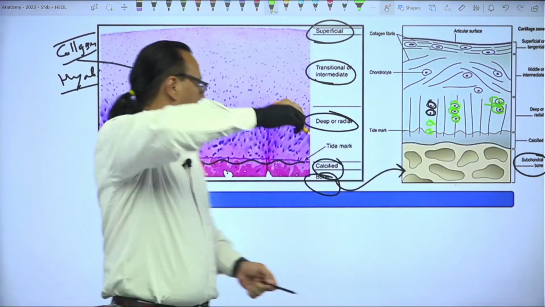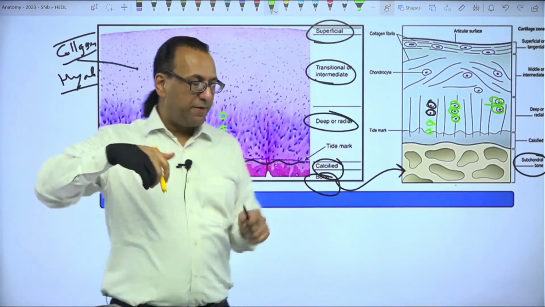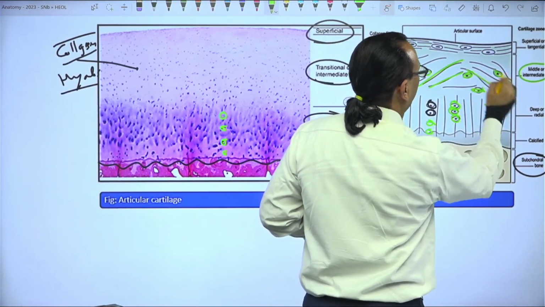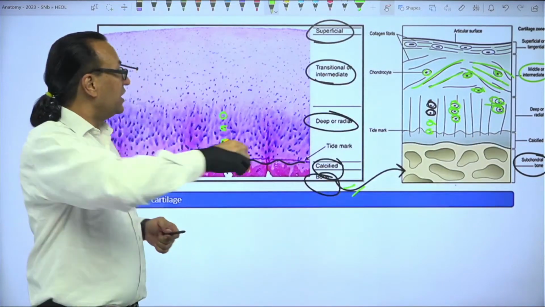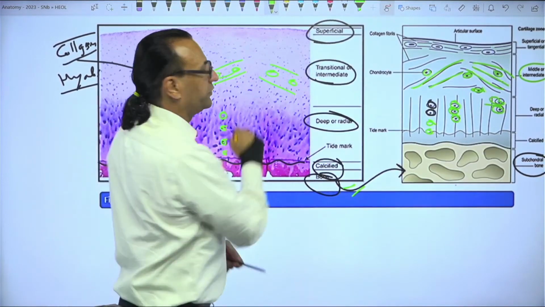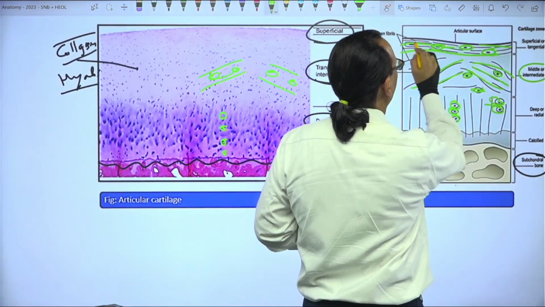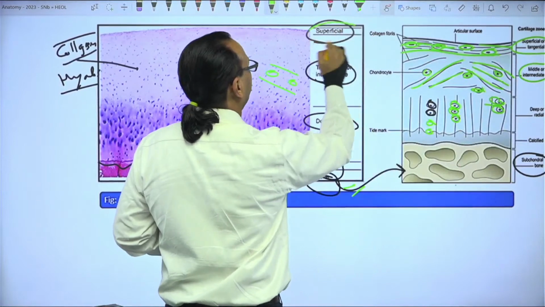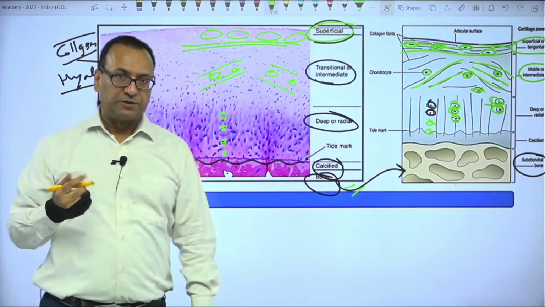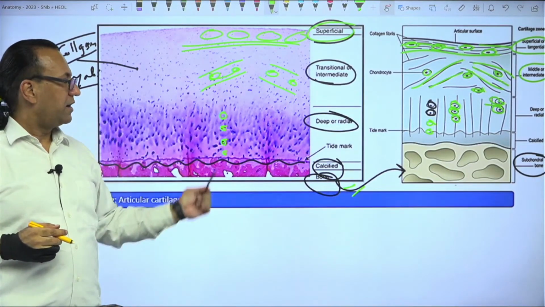So, radially arranged. Now, if they are radially arranged in the deeper portion, what about the intermediate portion? In the intermediate portion, they are obliquely present because of the fiber. The fibers themselves arrange the chondrocytes. So, because the fibers are oblique, the chondrocytes will be arranged obliquely. And what about the superficial zone? In the superficial zone, because of the arrangement of the fibers, the chondrocytes are horizontal. So, superficial or tangential, here the chondrocytes will be horizontal because of the arrangement of the collagen fibers. Here the oblique arrangement, here the radial arrangement.